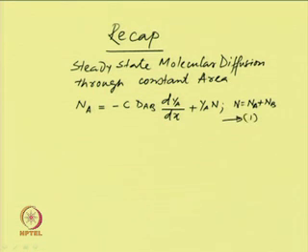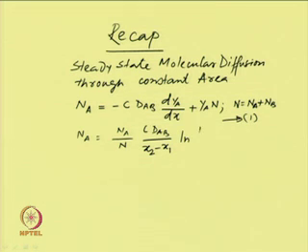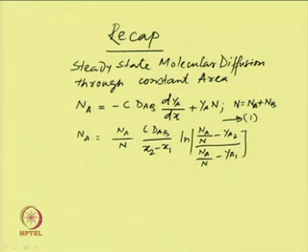So, this is equation number 1, and then we have seen that the flux of A, Na, between the two points x1 and x2 over this distance will be equal to Na by N times C dAB divided by the distance, times ln of Na by N minus Ya2 divided by Na by N minus Ya1. So, this is equation number 2.